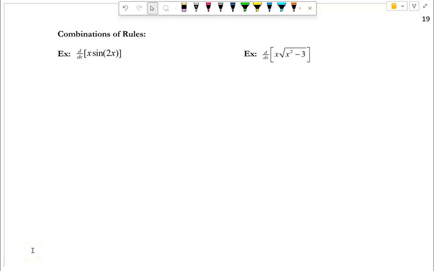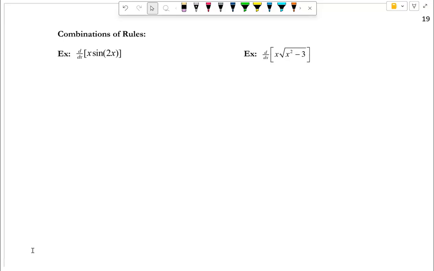So these last four examples that we're going to look at in section 2.3 are combinations of rules, and these are the hardest because oftentimes we're going to have to combine product and quotient rule or product and chain rule or the quotient and the chain rule. So these can be really tricky at first.